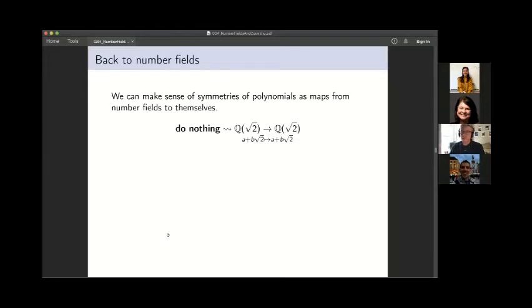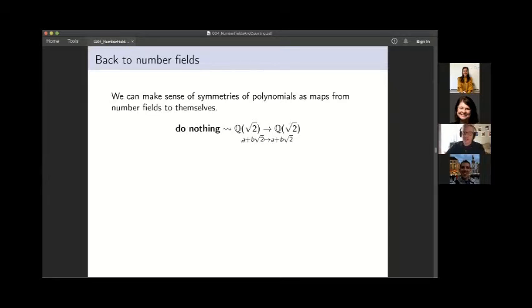And so one really interesting thing we can do is we can make sense of those symmetries of polynomials as maps on number fields. Remember at the very start, we were talking about symmetries of x squared minus 2. We had the do nothing map and the swap map, which just exchange terms of the polynomial when you wrote it down in a nice factored way. And we can make sense of that as a map that takes stuff from Q adjoin the square root of 2 and sends it to Q adjoin the square root of 2. So it's just a rule that takes stuff in one copy of Q adjoin the square root of 2 and tells you how to identify it to something in another copy.